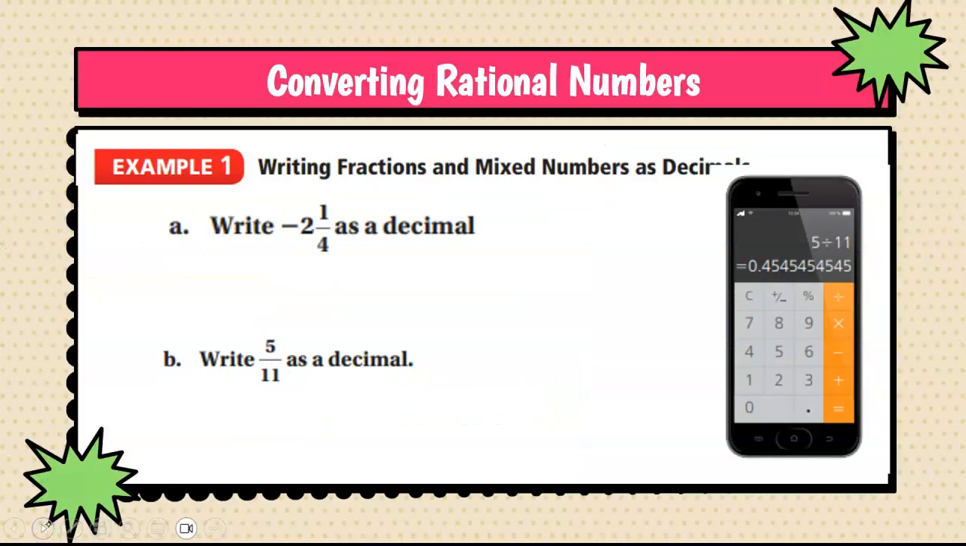So if we are asked to convert a fraction or a mixed number to a decimal, there are a couple of different ways that we could do this. I'm going to show you one strategy here in example 1, part A. So I have -2 and 1/4 written as a decimal. When I look at this number, I notice that I have a whole number part. That's the -2. And I have this fraction part. It's going to be a -1/4, right? Because that fraction is going to carry the same sign as its whole number part.